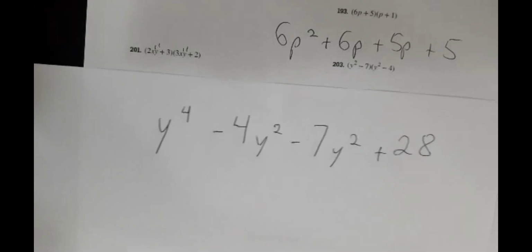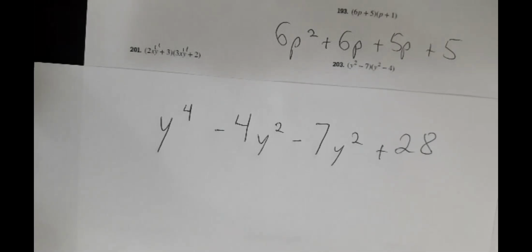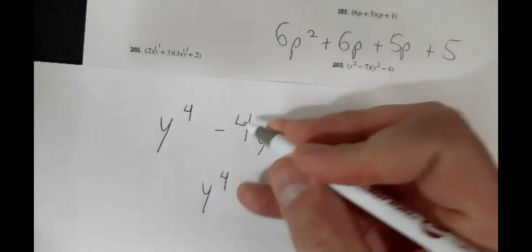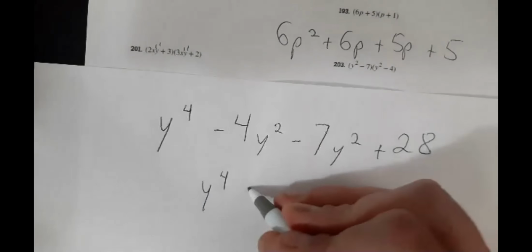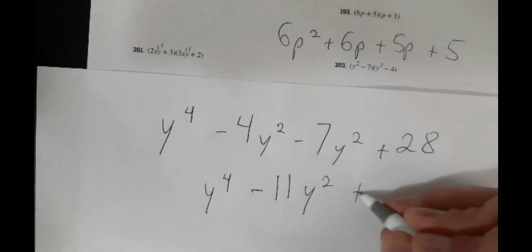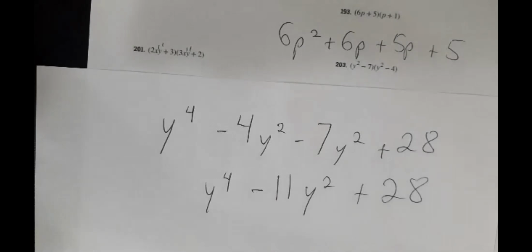Let me move that so it's visible. Okay, so this, if you got this far, you did the distributive step correctly. So this is y to the 4th minus 4 minus 7. I believe that gives me minus 11. There's still a y squared attached to this thing, and I'm doing plus 28.